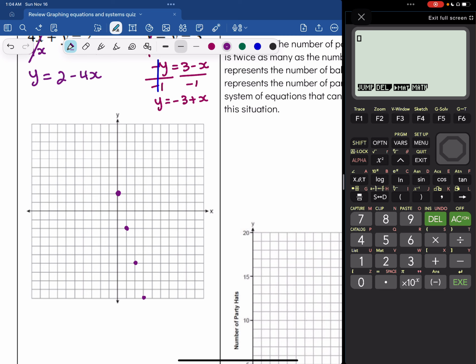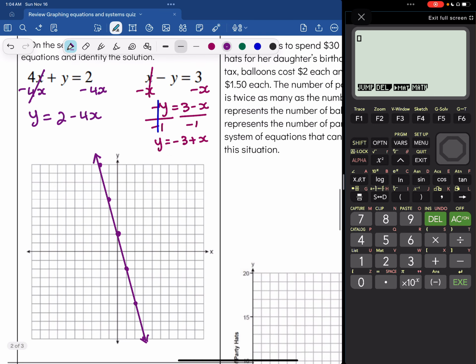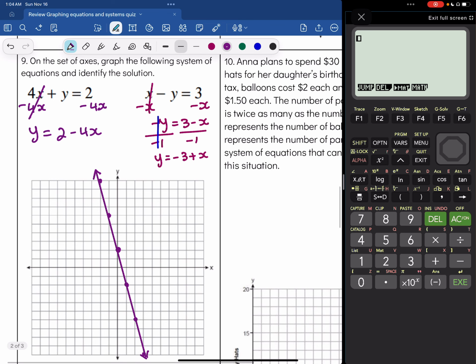Okay, if I were to do it in the opposite direction, I would go up 4, left 1. Connect the points. Arrows, because this line can go on forever. It has infinite solutions. And when we are graphing a system of equations, we need to label one of the lines. It's very important you label one of the lines, just so that we know which one is which, right?